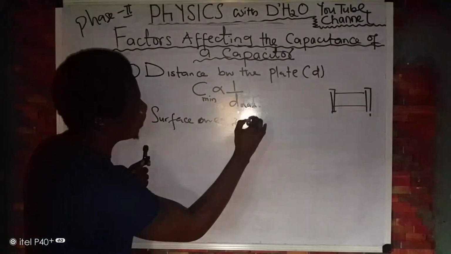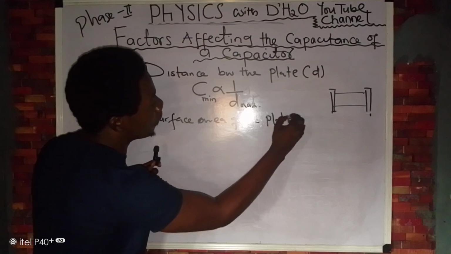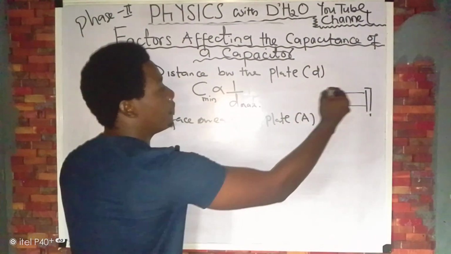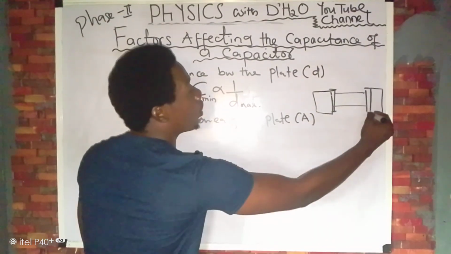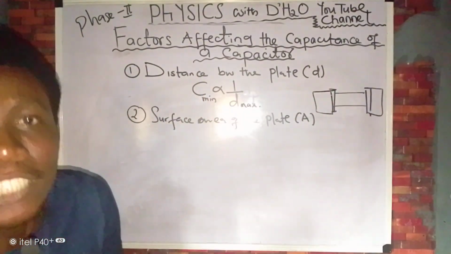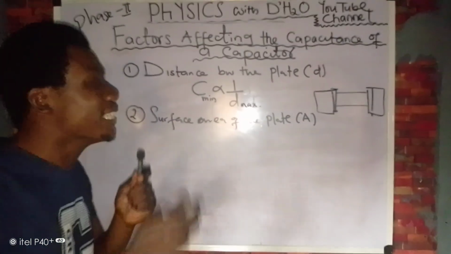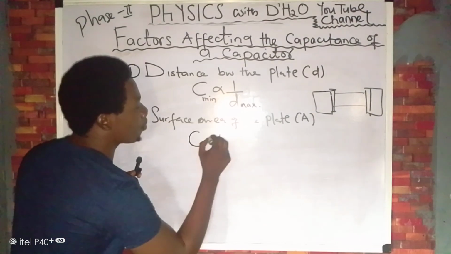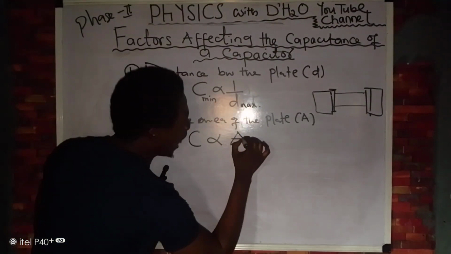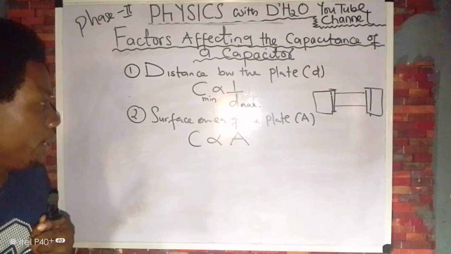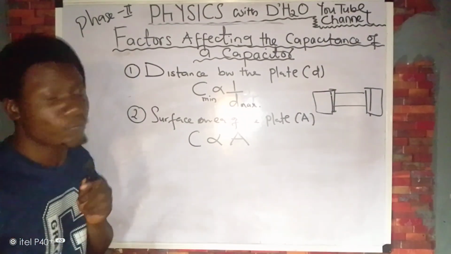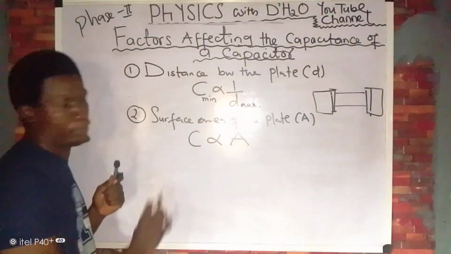Okay. Now, number 2, we have surface area of the plate, which is denoted as A. Some plates are very large, while some are tiny. The larger the plate of the capacitor, the greater the capacitance. Therefore, capacitance is directly proportional to the area of the plates. Are we together? So the area plays a crucial role in the capacitance of a capacitor.